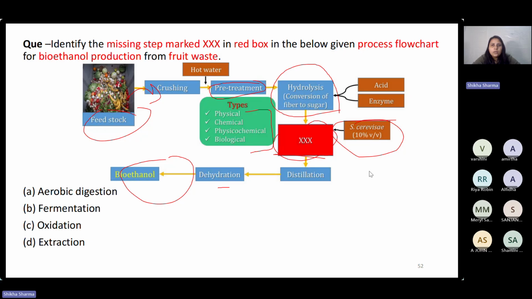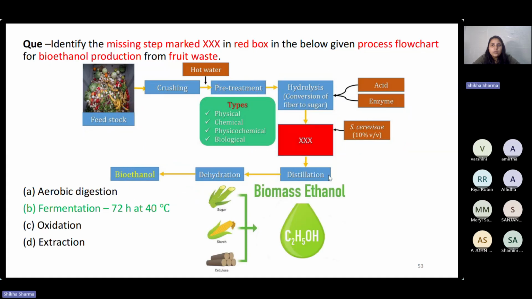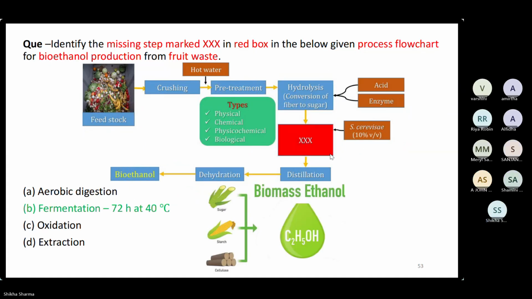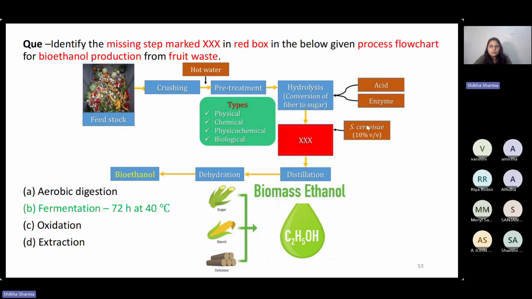Anyone who would like to answer this question? Okay, so fermentation is the one. Here fermentation is missing. Fermentation for 72 hours at 40 degrees Celsius should be there, with the help of Saccharomyces cerevisiae. Then distillation is done, and dehydration, and finally the bioethanol is produced.